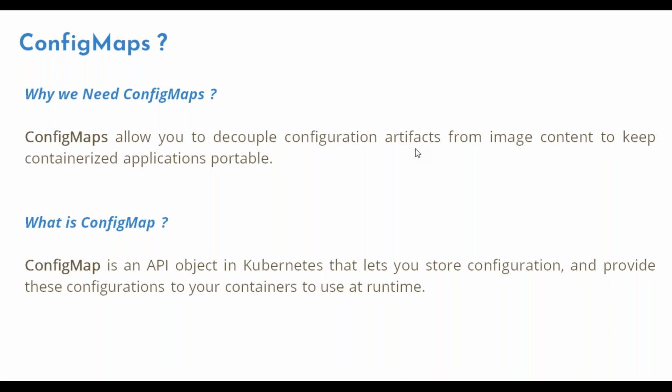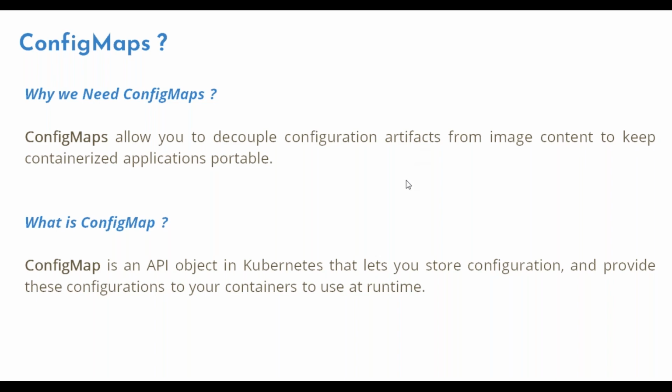So what is a config map in Kubernetes terminology? A config map is an API object in Kubernetes that lets you store configuration and provide these configurations to your containers at runtime.